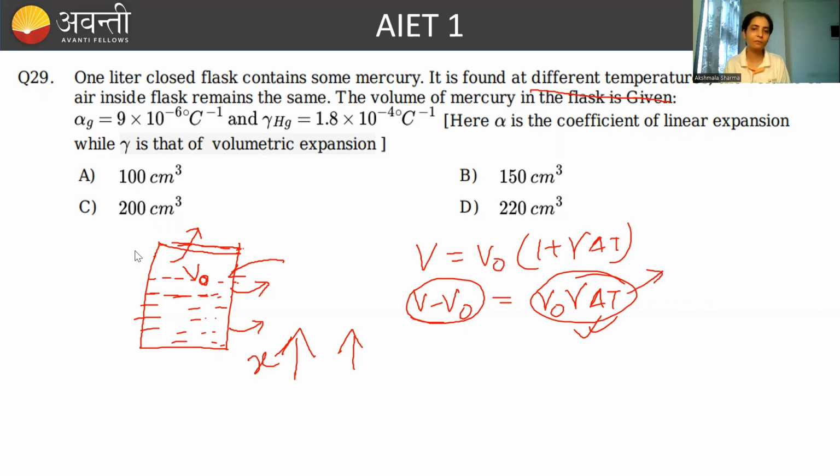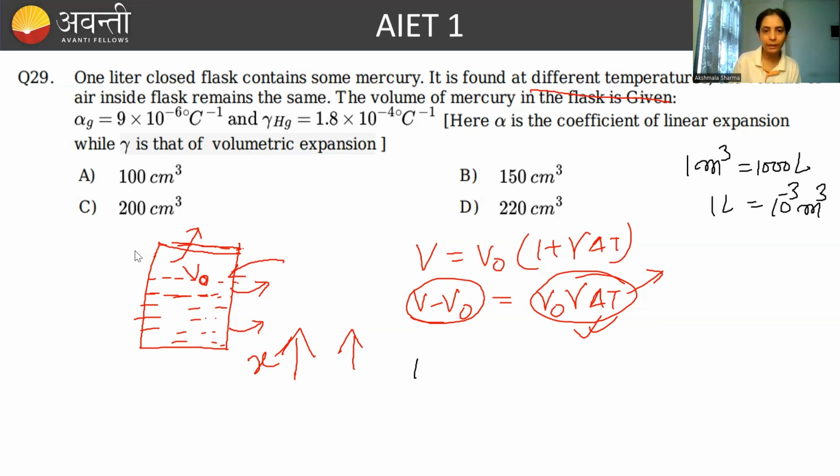And this is going to be same for both mercury and flask. So let's write it for both. So what will we write? Volume of flask is how much? 1 liter. Now you know that 1 meter cube is equal to 1000 liter. So 1 liter is equal to how many meter cube? 10 to the power minus 3 meter cube. This is equal to this. Now you write it down. Volume of flask is how much? 10 to the power minus 3.